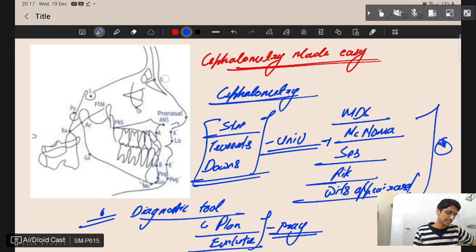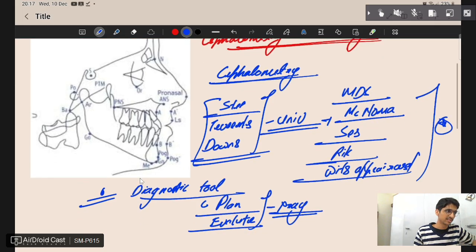This is how the pre-orthodontic treatment of a patient is decided: how much incisor we have to protrude, how much we have to retrude, how much skeletal discrepancy is there, how much dental discrepancy is there. So this is a tool which helps the dentist or orthodontist.